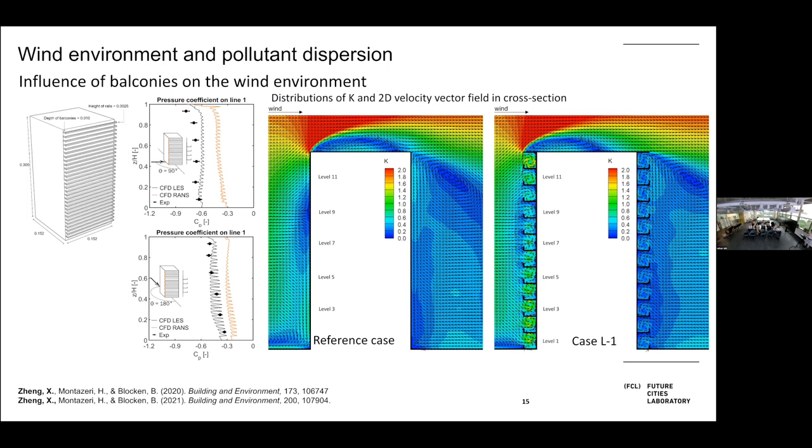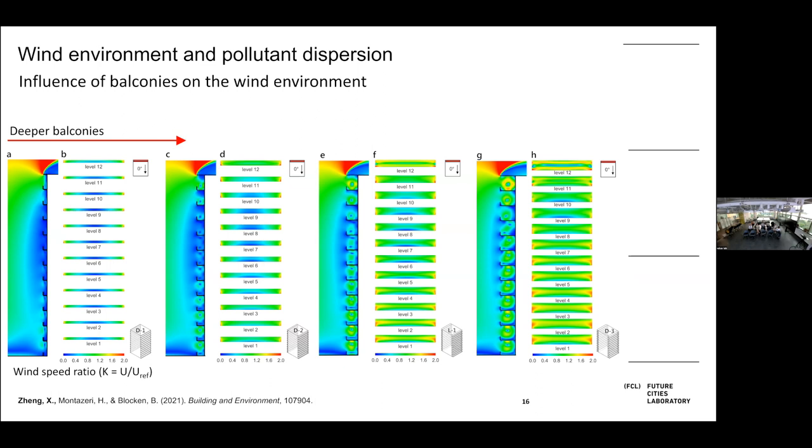Here we can see how the balconies modify the wind flow pattern near the building. The numerical approach also enables us to do parametric studies to investigate the influence of the balcony geometrical characteristics. Here, as architects, we want to improve the wind speed on balconies. For example, in Singapore, we always want better ventilation, higher wind speed. So what we can do is increase the depth of the balconies.